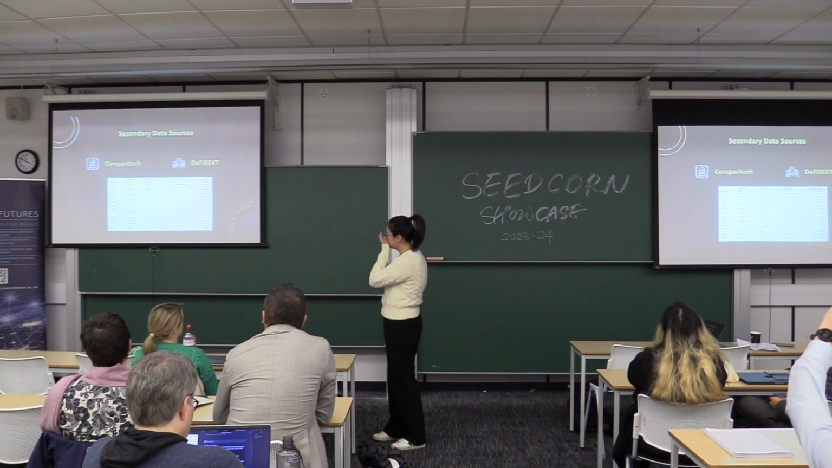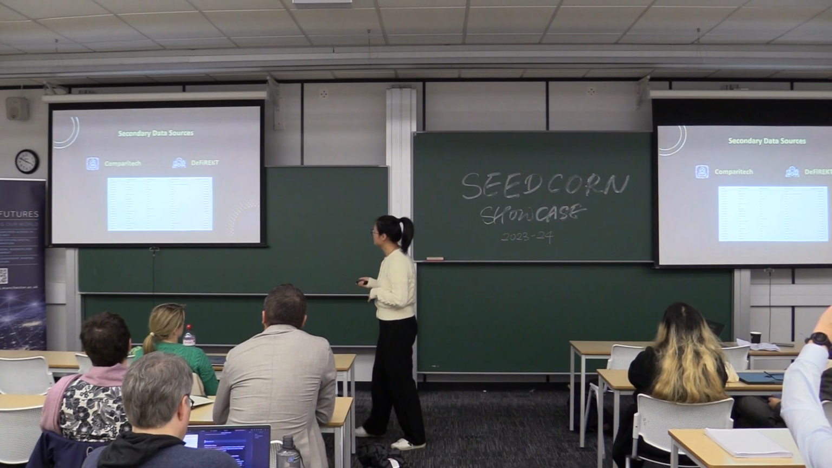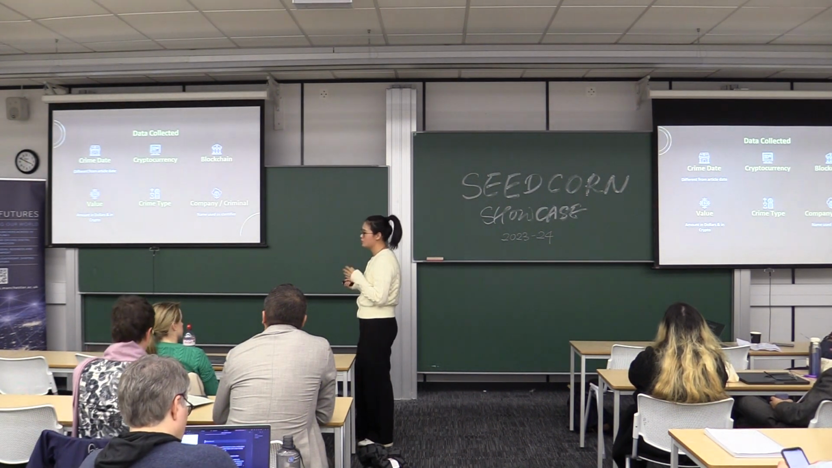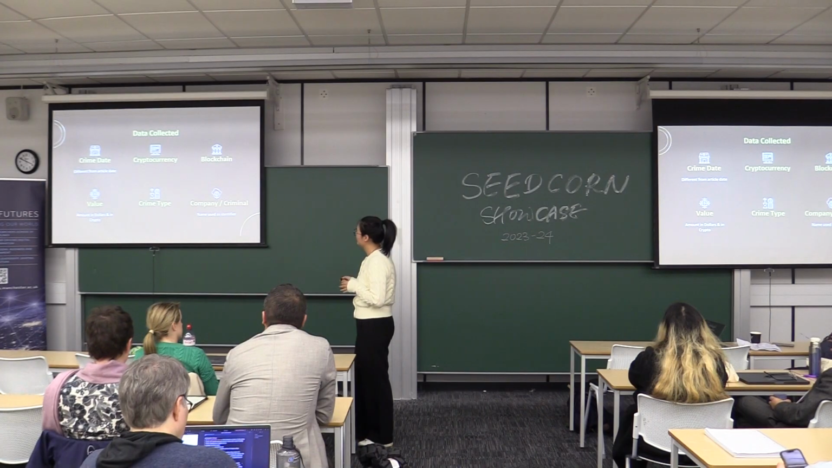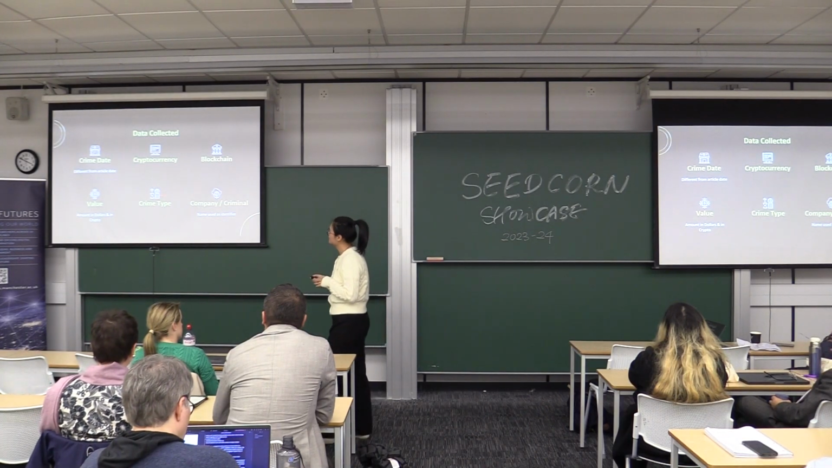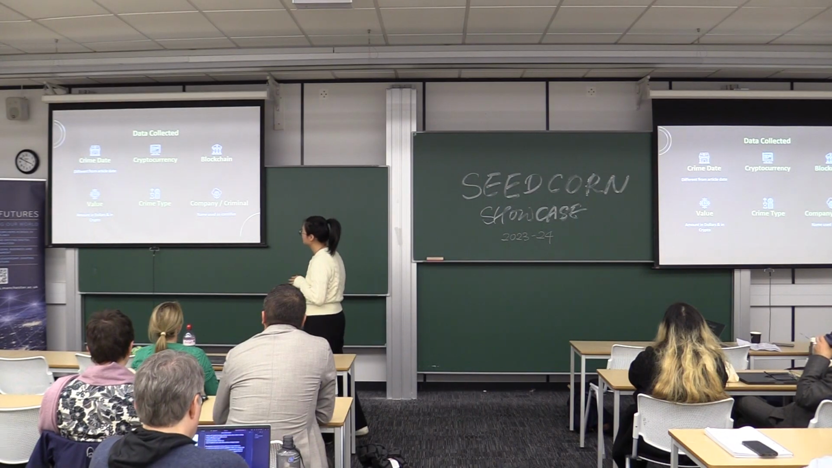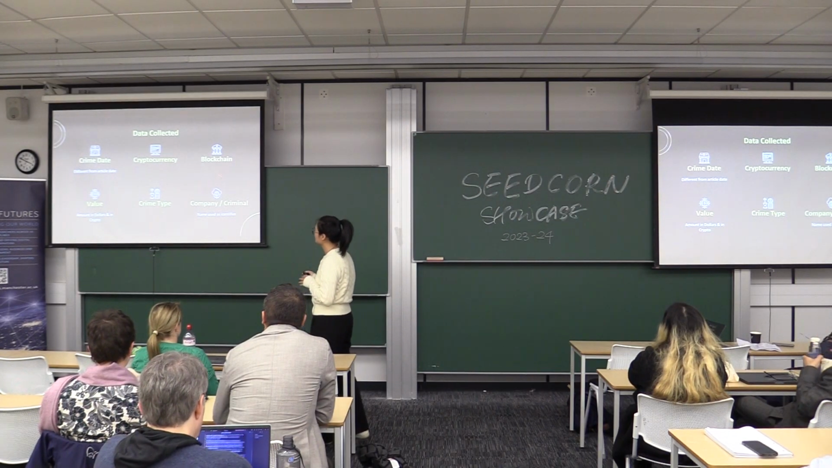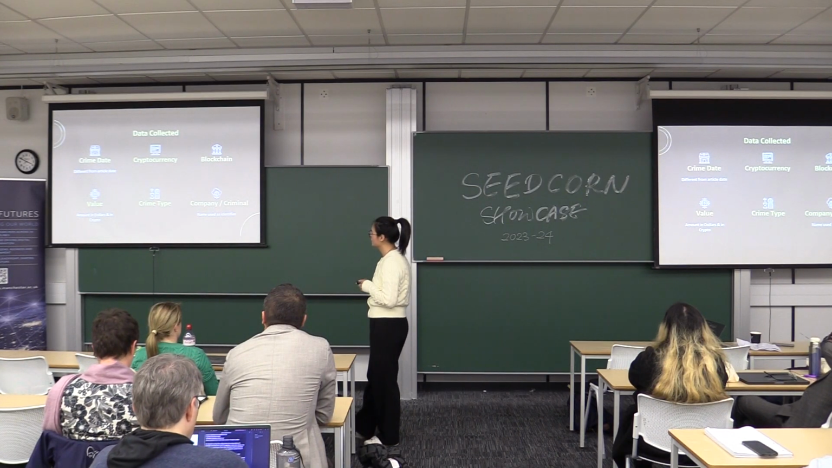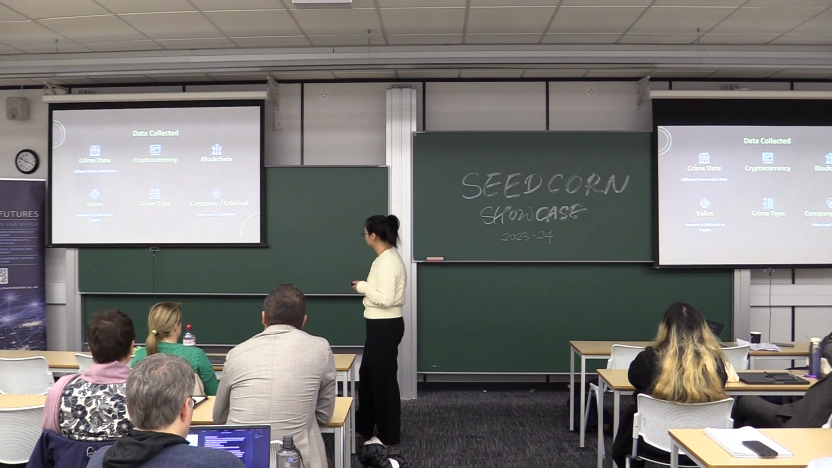Following similar structures, we have defined a list of data variables that we want to pull out from the unstructured text, such as the crime date, crime type, the cryptocurrency and blockchain involved, the value stolen, and the companies and entities.